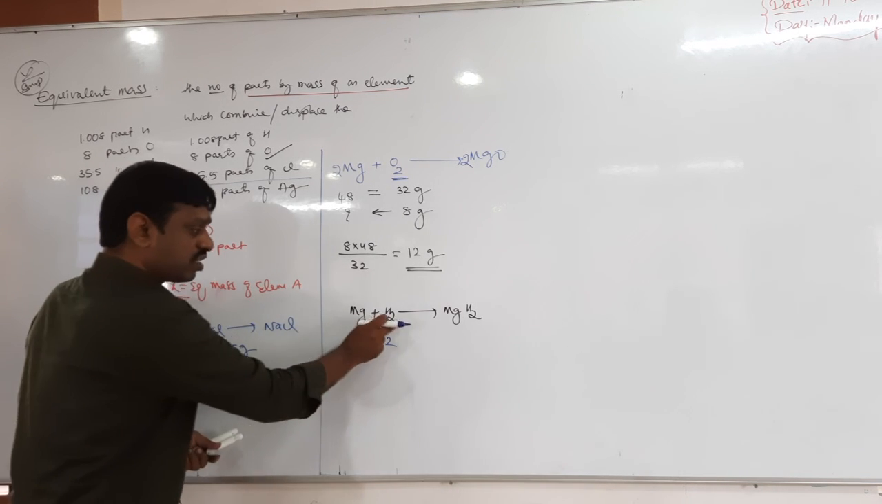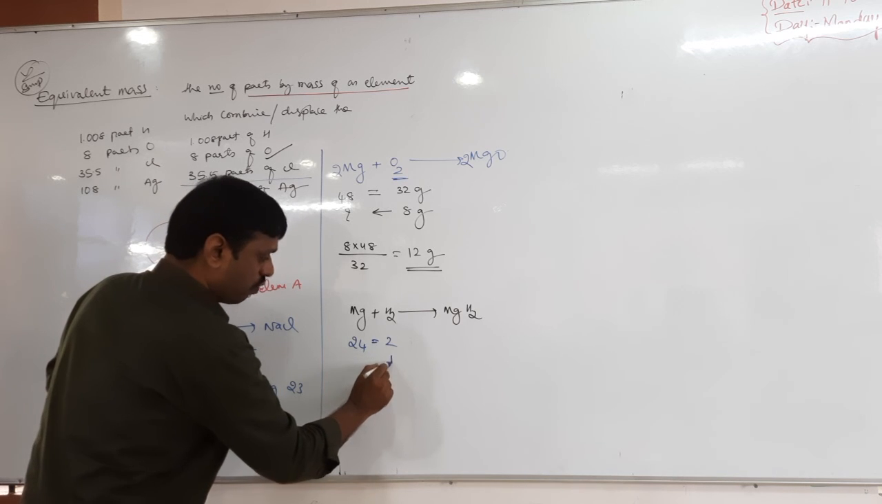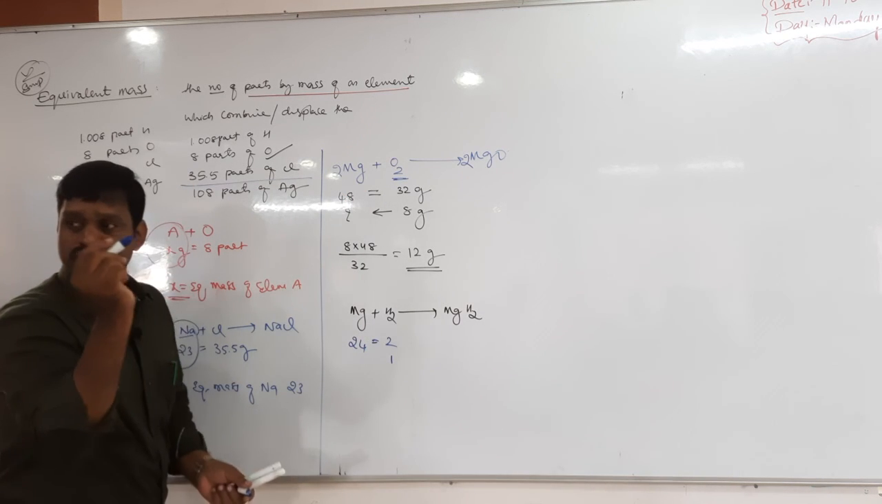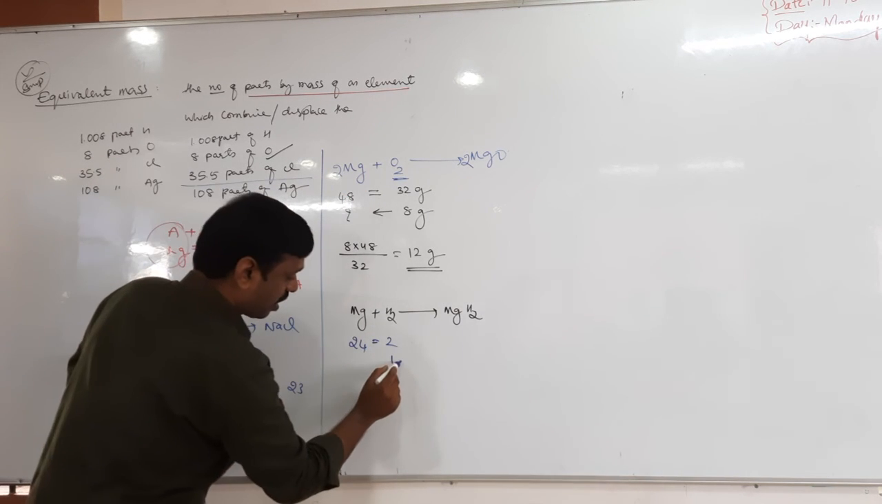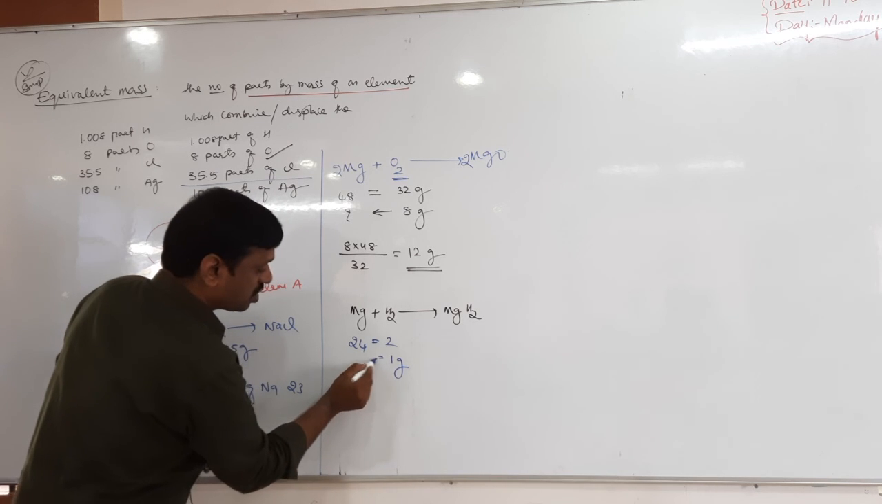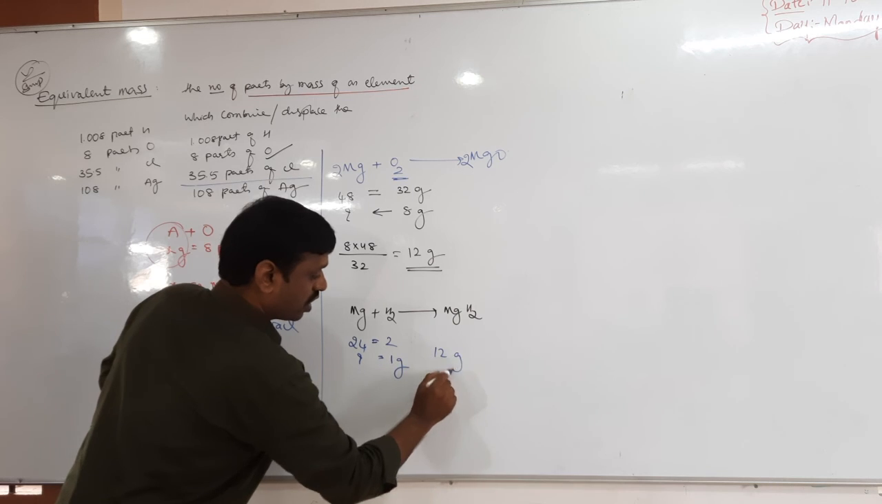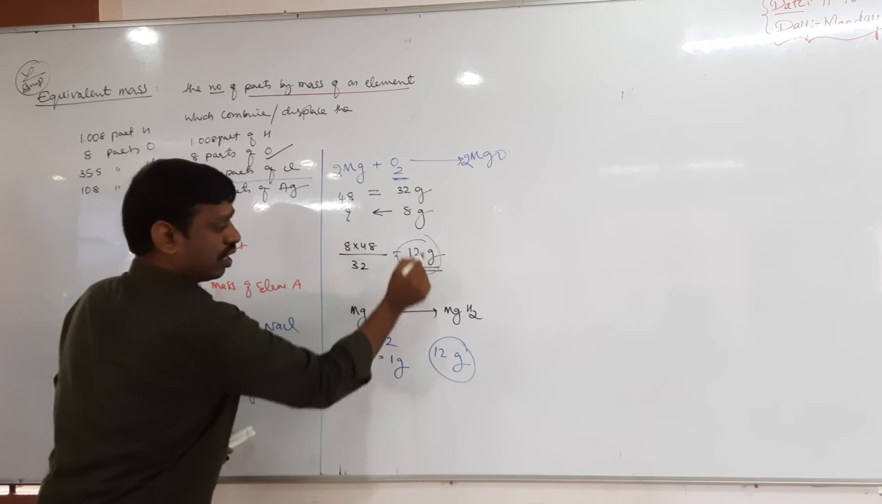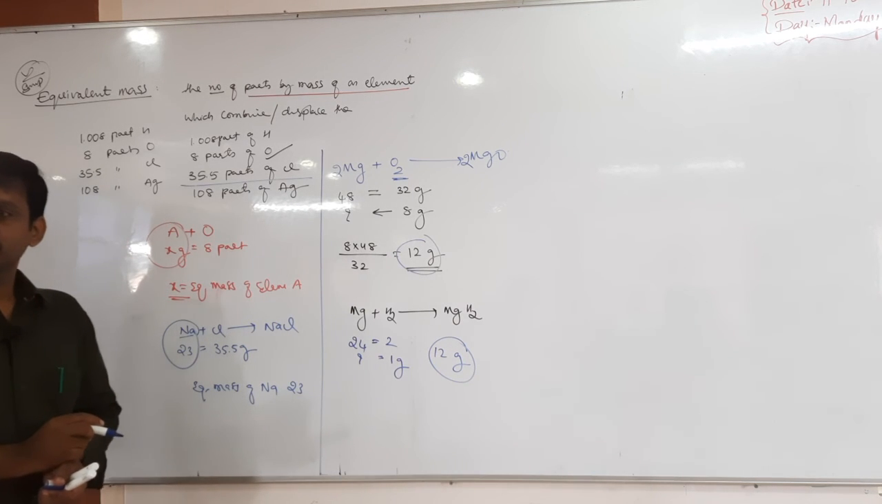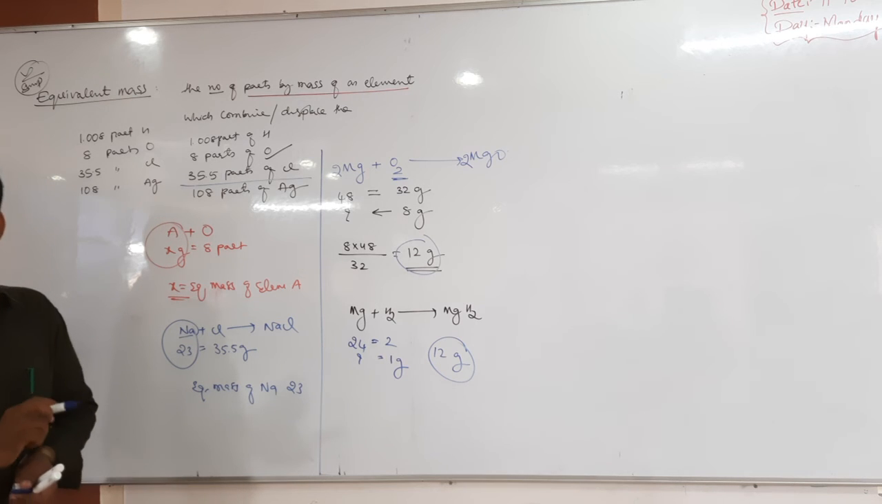But what is the equivalent mass of hydrogen? 1 gram. 1.008, you can take 1 gram, a rounded-up value. 1 gram hydrogen is combined with how many grams of magnesium? 12. Therefore, what is the equivalent mass of the magnesium? 12. You will get 12 only.